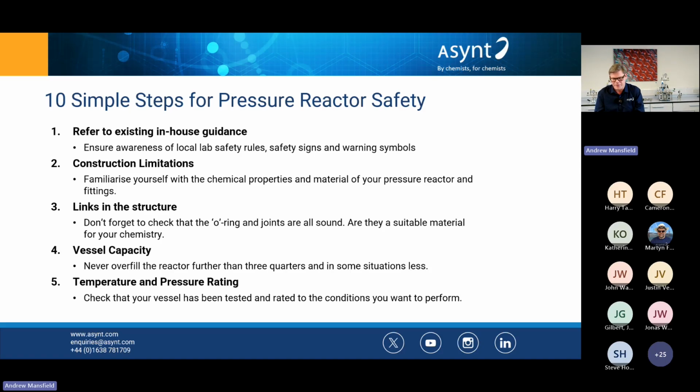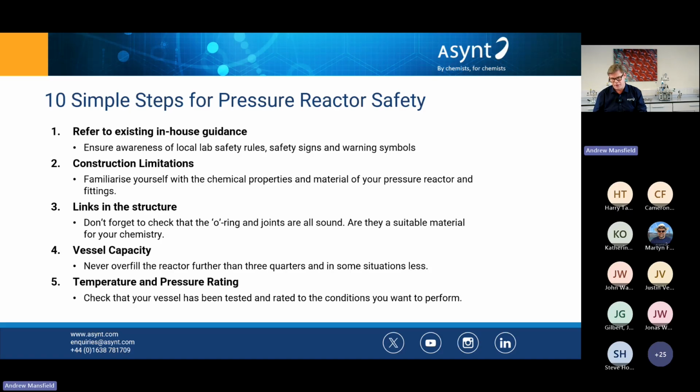Part and parcel of all of this is following your in-house guidance. So we need to have awareness of our local lab safety rules. That's secondary to our risk assessment. Know where the fire precautions are, work in a well-ventilated area, and have all of those secondary safety procedures in place with your risk assessment.